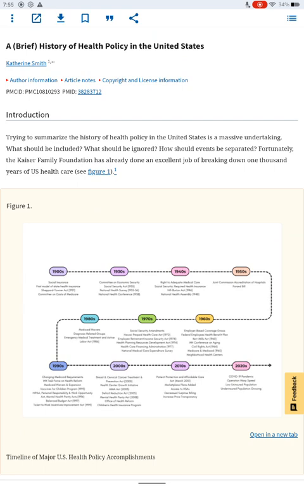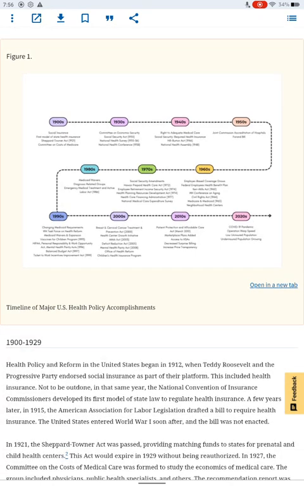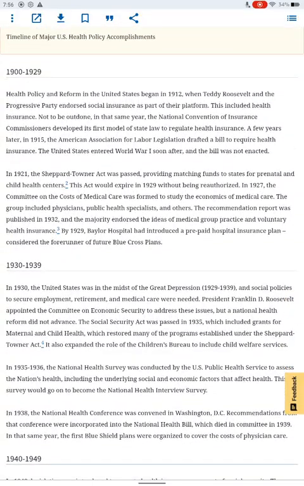Catherine Smith. Introduction. Trying to summarize the history of health policy in the United States is a massive undertaking. What should be included? What should be ignored? How should events be separated? Fortunately, the Kaiser Family Foundation, note, they had a direct impact on the 1970s legislation on health insurance that we currently have today, has already done an excellent job breaking down 1,000 years of U.S. health care. 1900s, Figure 1, 1930s, 1940s, 50s, all the way up to 2000s. U.S. health history accomplishments.